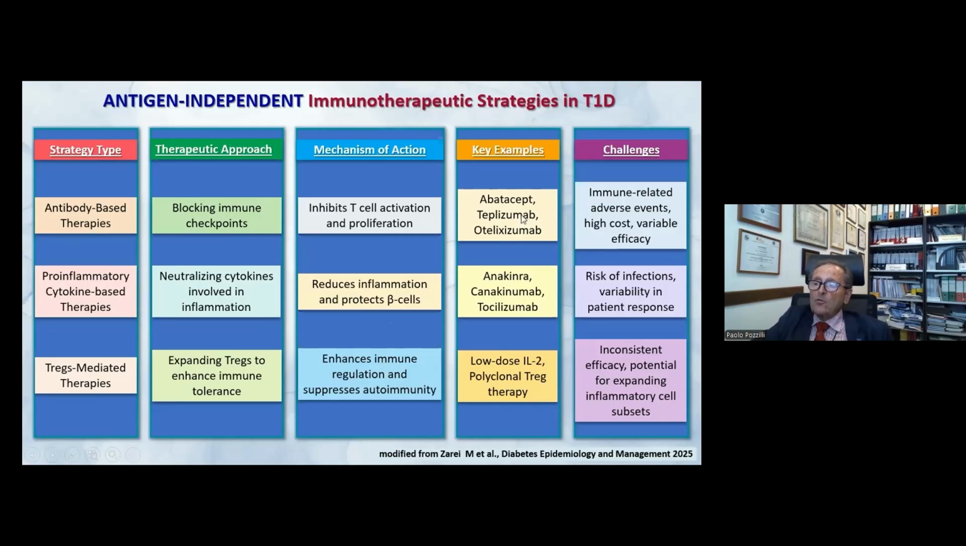The key examples of drugs that have an action at different levels are represented here, from abatacept and teplizumab, which is anti-CD3, and then other drugs that have the effect of reducing inflammation, like low-dose IL-2 and the polyclonal Treg, T regulatory cell, therapy. We have challenges to take into account that are not of low relevance: adverse events, high cost, immune-related risk of infection, inconsistent efficacy in some patients, and so on.